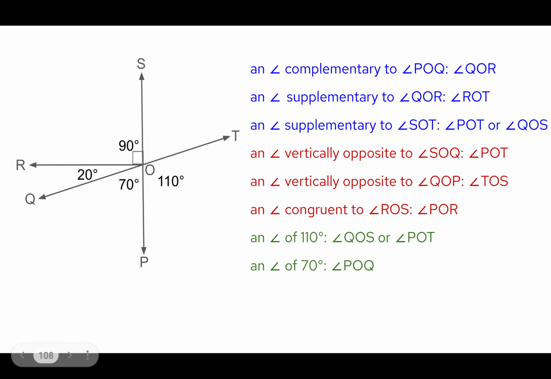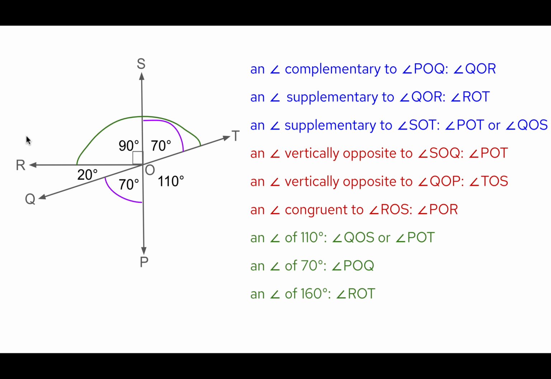An angle of 70 degrees is angle POQ. POQ is right here, or QOP, and that was a given of 70 degrees. Also, if you wanted to look at it, also for vertically opposite angles, SOT or TOS. An angle of 160 degrees. Here we have 70 degrees. We know that opposite angles, vertically opposite angles are equal, so there's 70 degrees. And now if we're looking at 160 degrees, we know that that was the 70 degrees plus the 90 degrees. So it's 160 degrees, which is angle ROT or TOR.